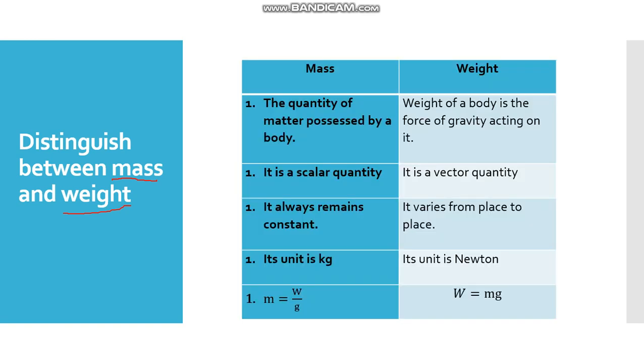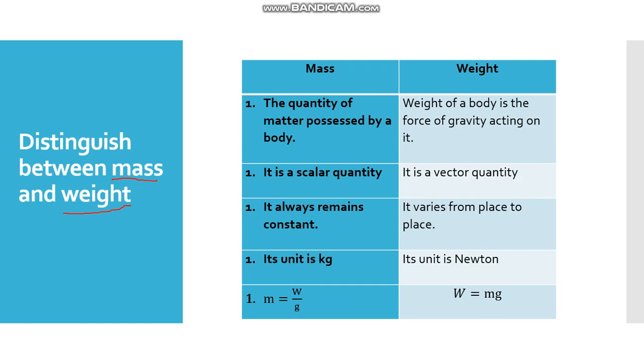Before distinguishing between mass and weight, I just want to say that normally we assume that mass and weight are the same quantities, but according to physics, mass and weight are not the same quantities. In our normal routine, we say mass and weight as the same quantities, but these are not the same. So now I have to give the differences between mass and weight. Here I have a table in front of you. On the left hand side this is mass, and on the right hand side this is weight.